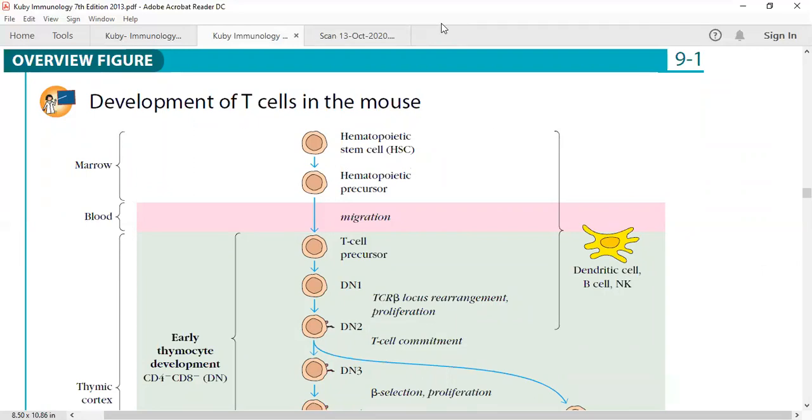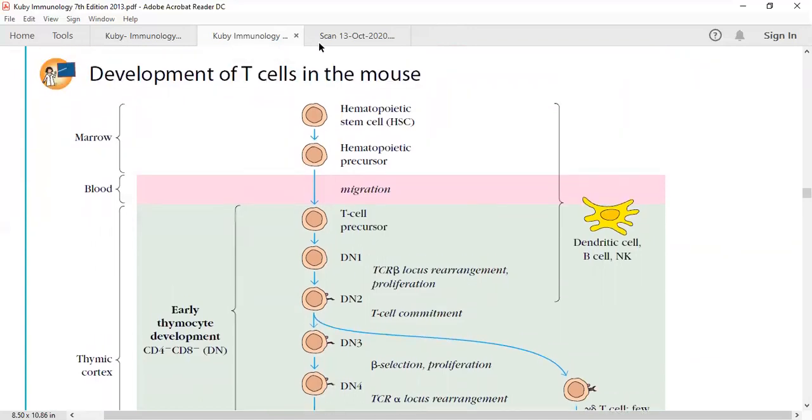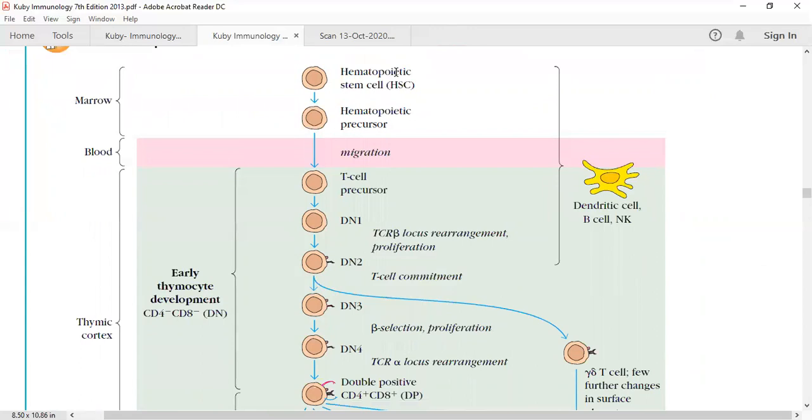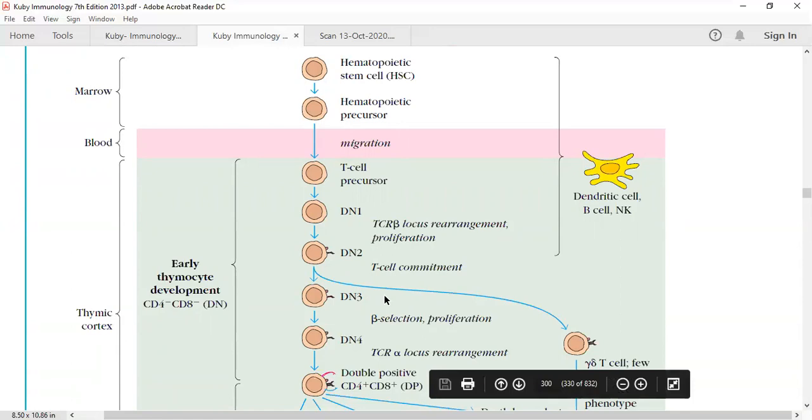If you have a query from previous discussion, the dissection of thymus or the thymus part, then please ask. We will cover this development of T cells in the mice. Because this is the same in humans, we can study this particular flow chart.